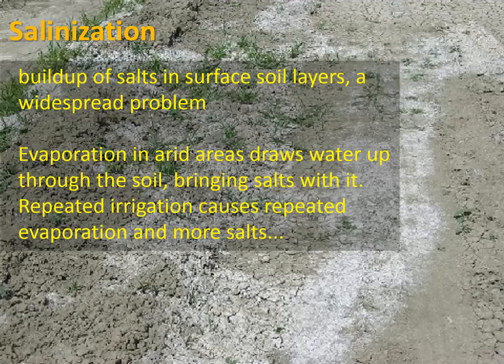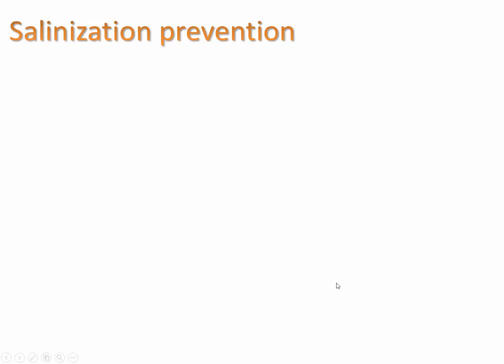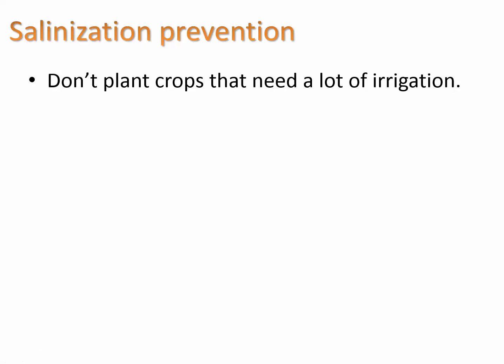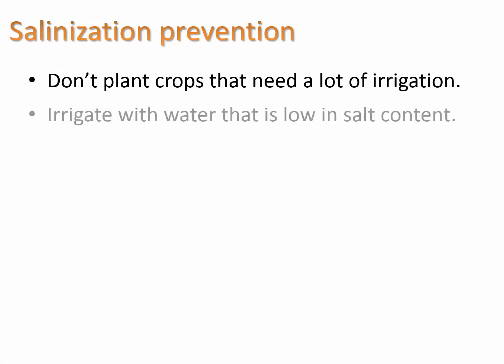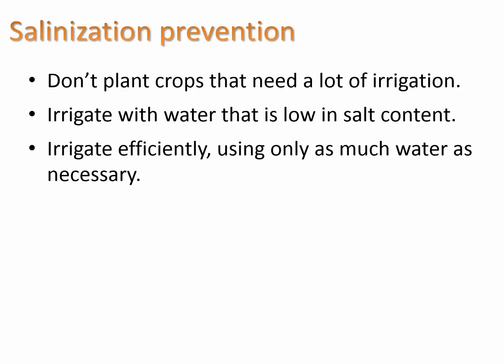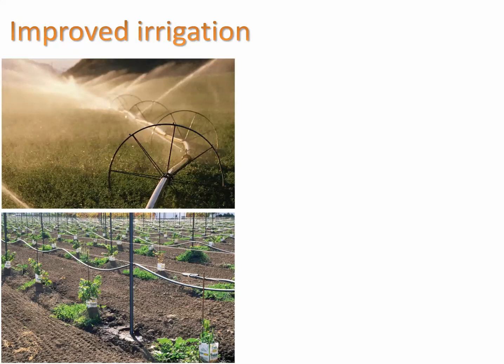So if you've ever done the dishes and you leave a dish to dry, and it might leave behind some kind of a milky white film, those would be minerals that were left behind by the water when it evaporated. And so we're going to actually do a little lab on soil salinization, but it's a tough thing to get rid of these salts. So how do you prevent it? Well, number one, you don't plant crops that need a lot of irrigation. Kind of makes sense. You irrigate with water that is low in salt content, if you can. You irrigate efficiently, using only as much water as necessary. And you use improved irrigation techniques.